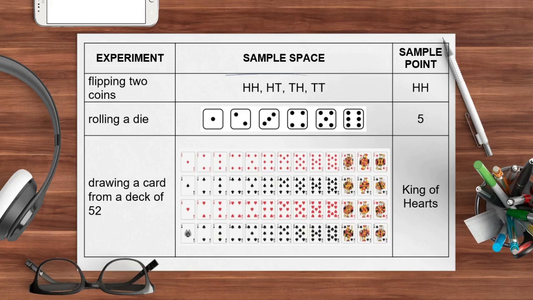Okay, the rolling a die, we already have that example. How about in drawing a card from a deck of 52? Okay, so here we showed all of the possible cards. And then the sample point, we need to be specific. So we cannot say simply a king because we have 4 kings in our deck of cards. Or we simply cannot say hearts because we have 13 hearts in our deck of cards. So when we identify a sample point, we need to be specific. So in this example, king of hearts. So we could choose queen of spades. That's just an example.